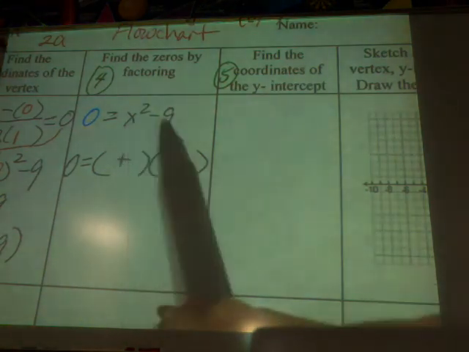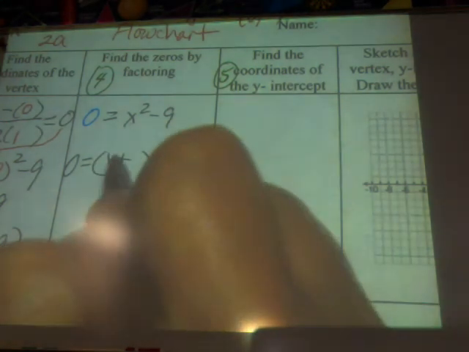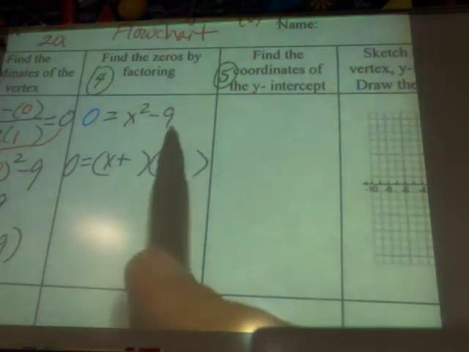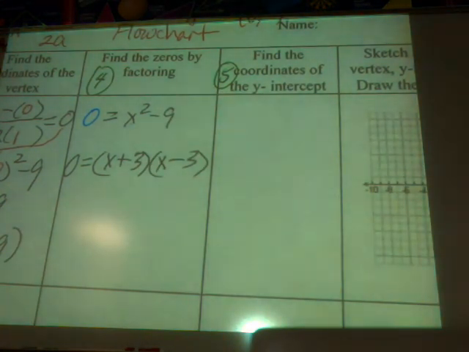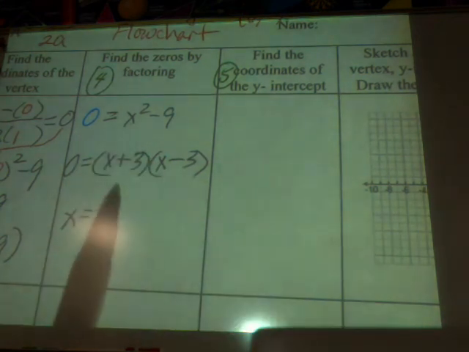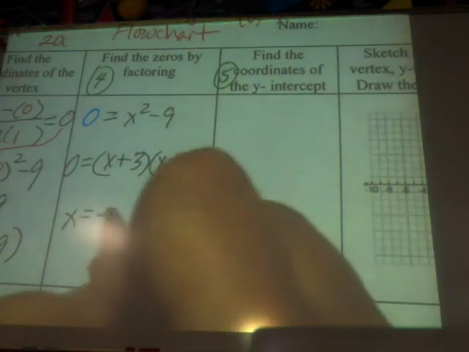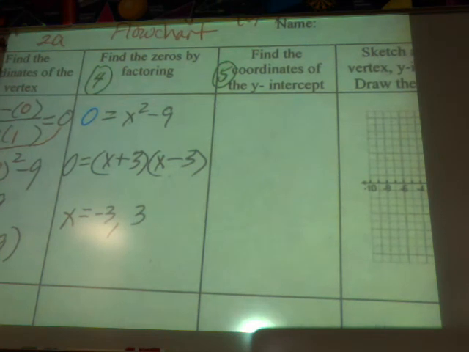The square root of each of these goes in here. So the square root of x squared is x, so x goes in here, and the square root of 9 is 3, and 3 goes in here. So then we're going to set each of these equal to 0. We can do that mentally. When I set x equal to 0 here, what do I get? -3 and +3. So I'm going to go ahead and plot those ordered pairs.